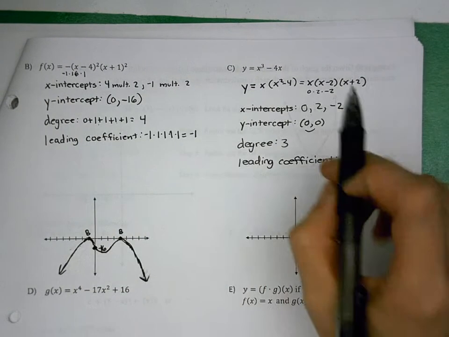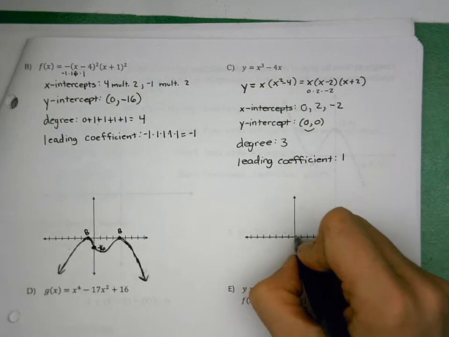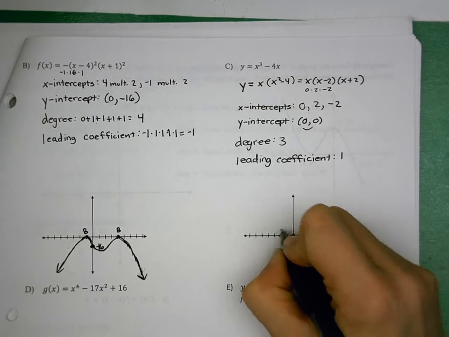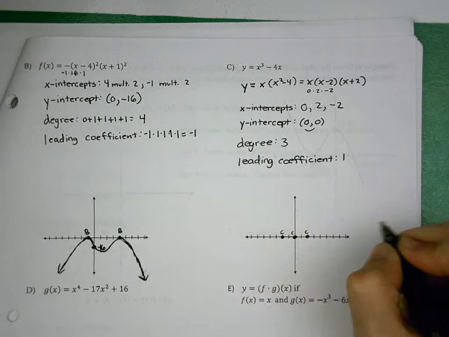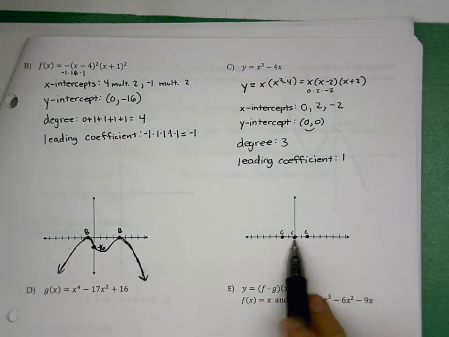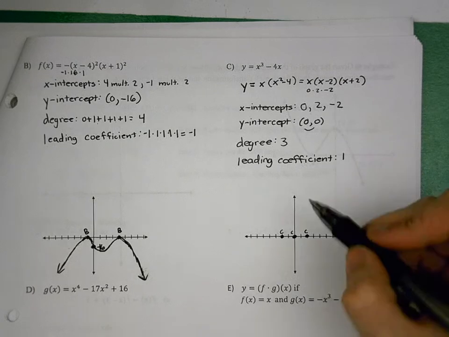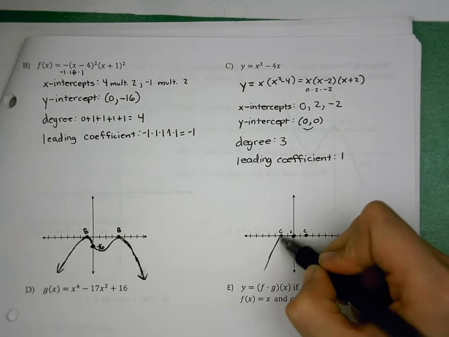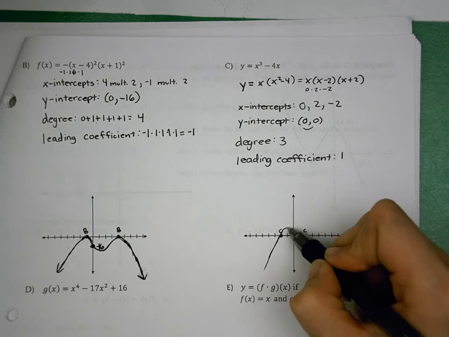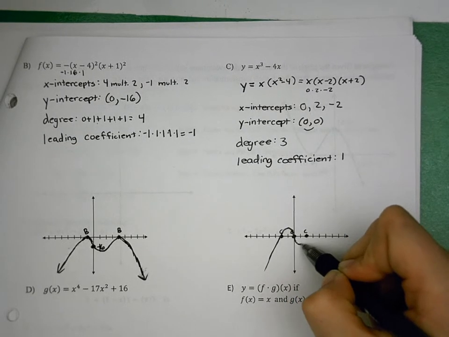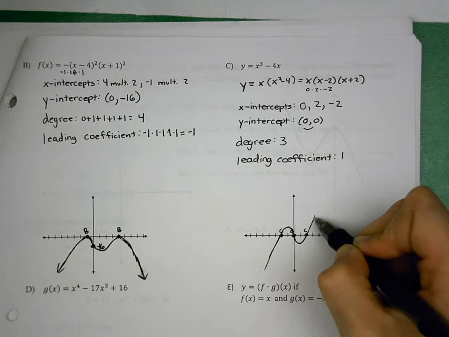We've got intercepts at 0, negative 2, and 2, which are all going to be crosses because they all have odd multiplicity. We've got a y-intercept at 0, 0. I've already plotted that. And again, negative infinity on the left, positive infinity on the right. So we're looking at kind of something roughly speaking like this for our sketch.